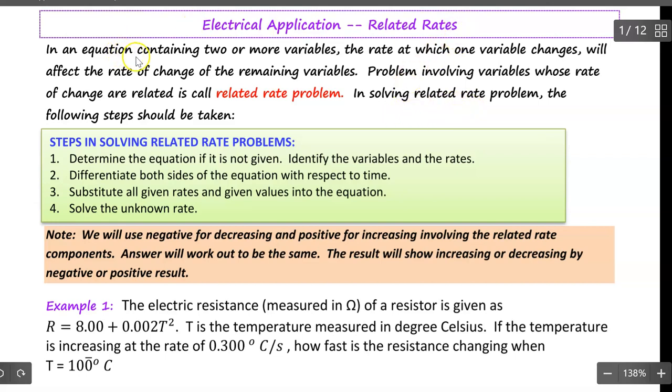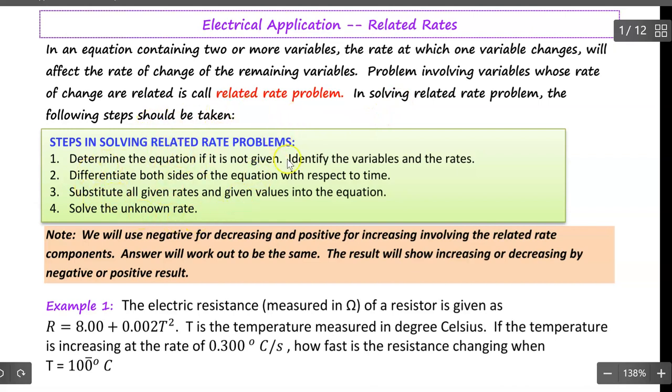In an equation containing two or more variables, the rate at which one variable changes will affect the rate of change of the remaining variables. Problems involving variables whose rates of change are related are called related rate problems. In solving a related rate problem, the following steps should be taken.